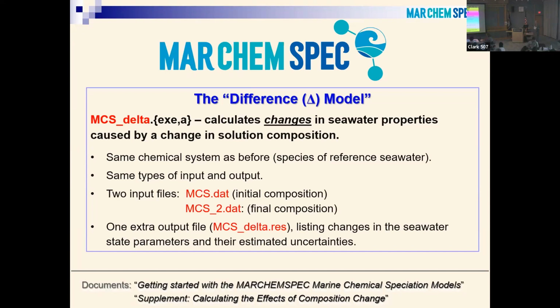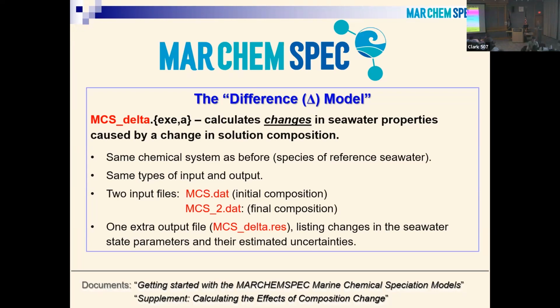And you can have an indefinite number of these pairs of solutions. Let's say you had 100 pairs. The first of each pair would be listed in mcs.dat, the second of each pair in mcs_2.dat, and the program would go through reading the pairs from the two data files and calculating the differences in the seawater state and other parameters between them.